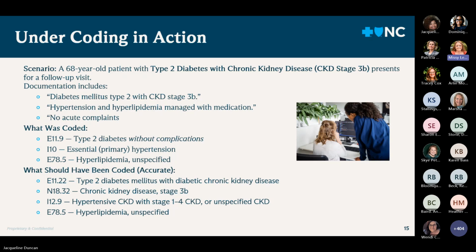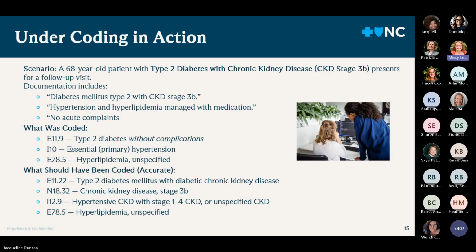Let's look at this example. A 68-year-old patient has type 2 diabetes and CKD stage 3B, with documentation stating diabetes mellitus type 2 with CKD stage 3B, and notes that hypertension and hyperlipidemia are managed. However, the coder assigned E11.9 for type 2 diabetes without complications, removing the linkage between diabetes and CKD. This omission meant that the patient's chart didn't reflect the true disease burden. An HCC 18 in the V24 model or HCC 37 in the V28 model for diabetic chronic complications wasn't captured.